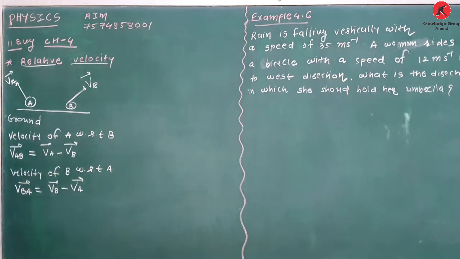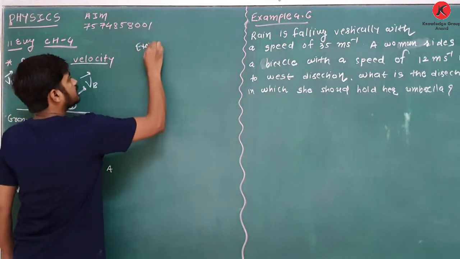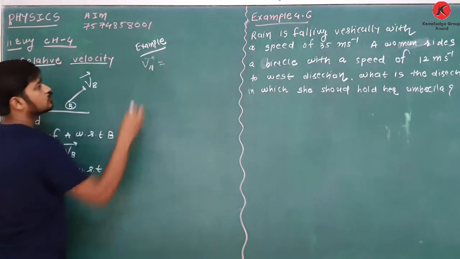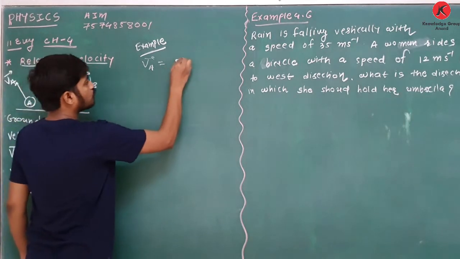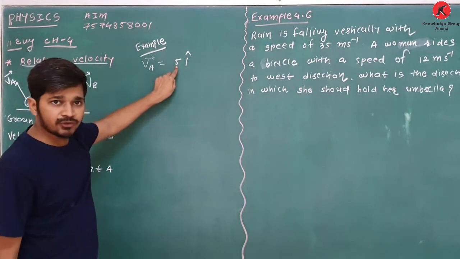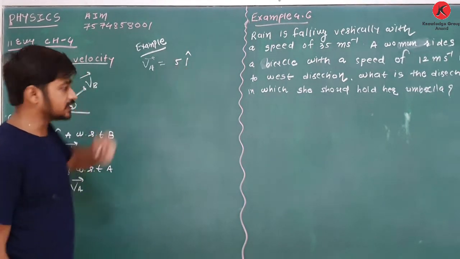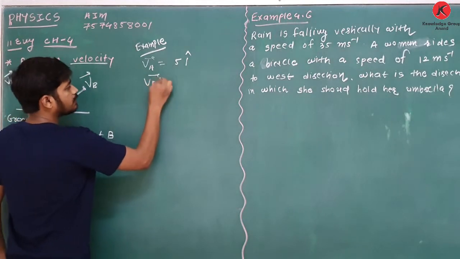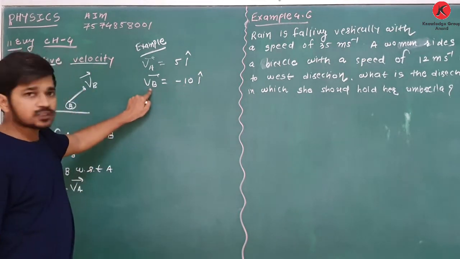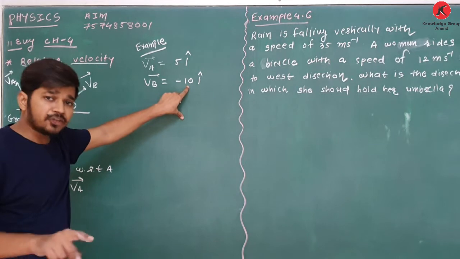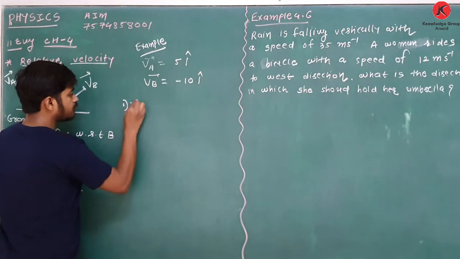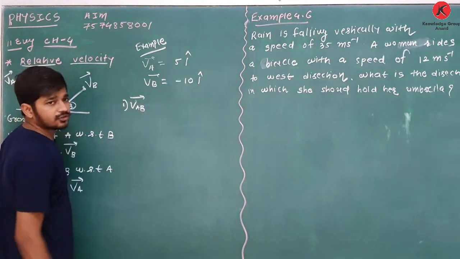Now see, if I take one example, for example, I have VA, velocity of A, equal to 5 i caret. VA is equal to 5 i caret means magnitude is 5 and direction is positive x-axis. VB, for example, is equal to minus 10 i caret. So what is the meaning of minus 10 i caret? Velocity of B, its magnitude is 10, but it is moving in negative x direction. Clear about this?